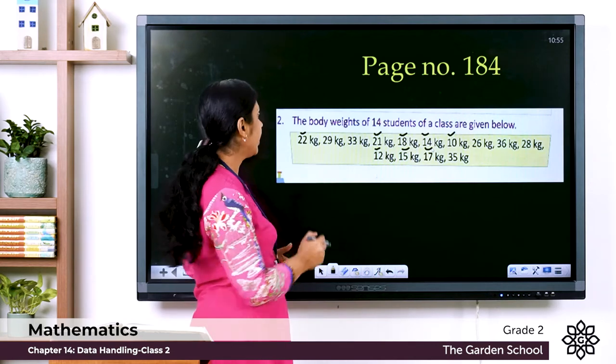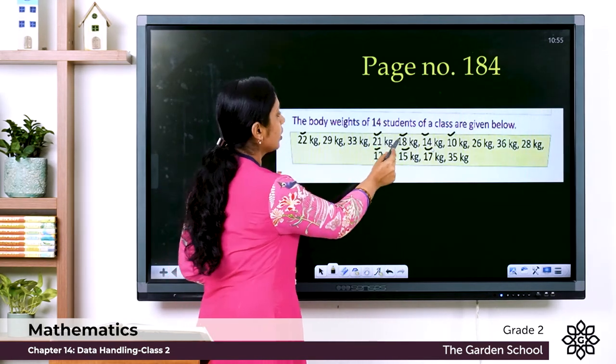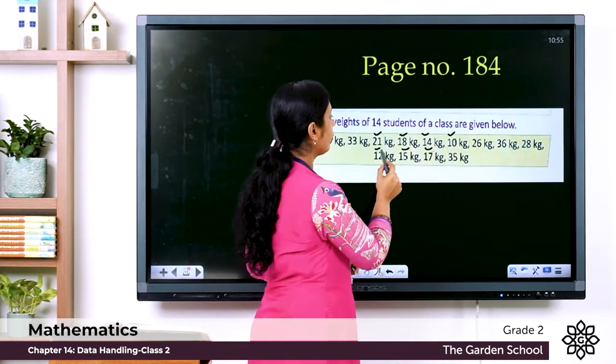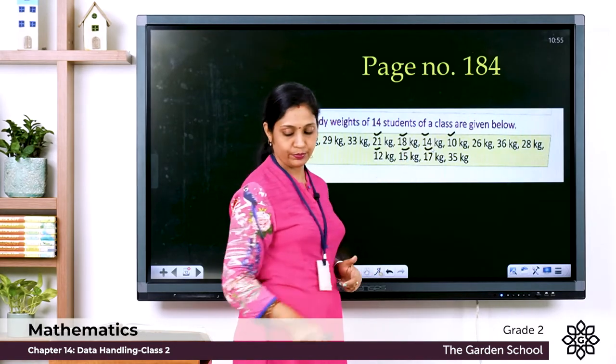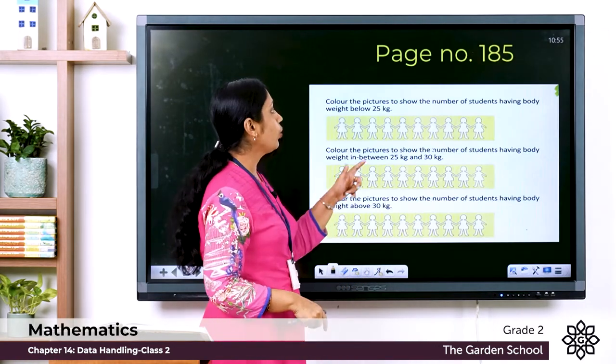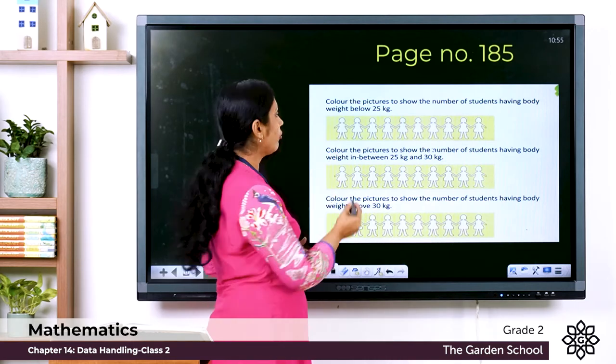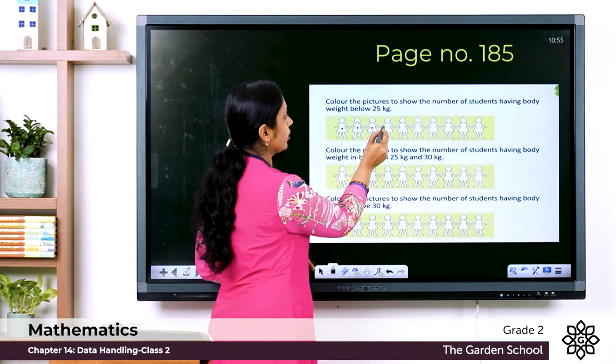So how many of them are there? 1, 2, 3, 4, 5, 6, 7, 8. So 8 children are there who are below 25 kilos. So you have to color 8 students here.